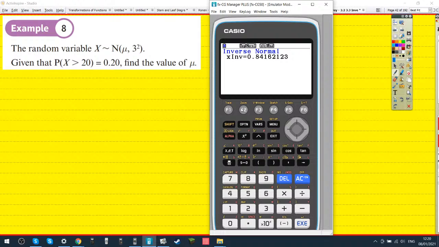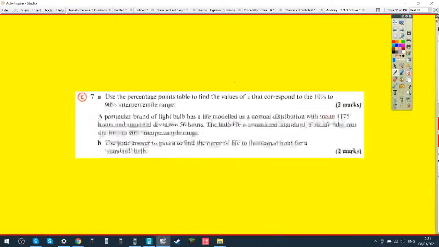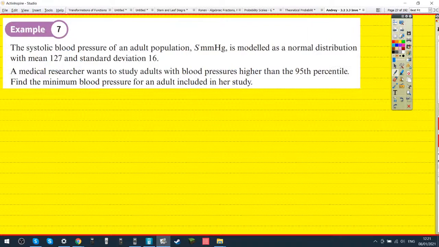So the probability that x is greater than 20 is 0.2, or in the standard normal, this is the z value, 0.84162. I didn't have any more practice questions.